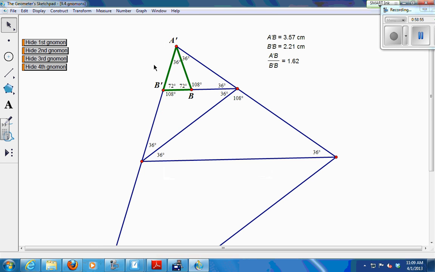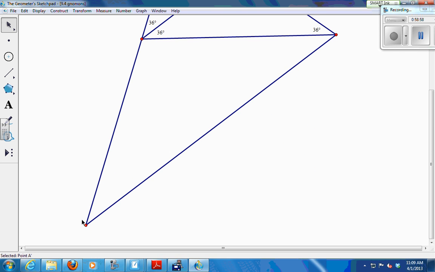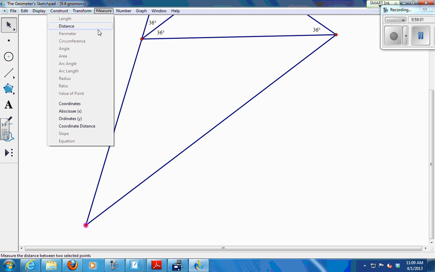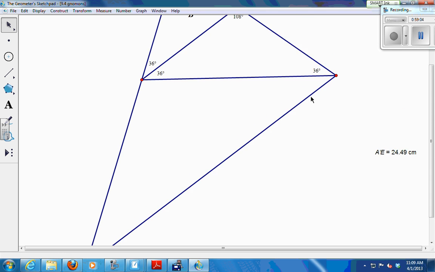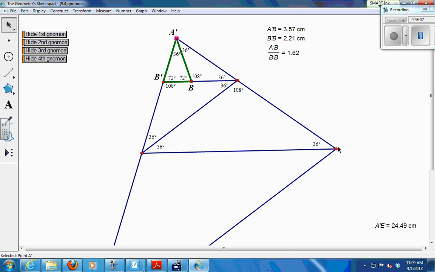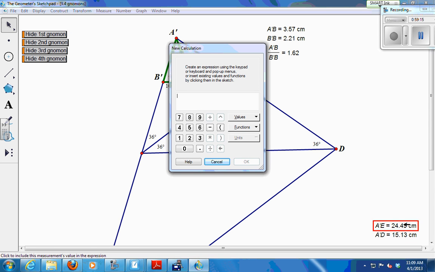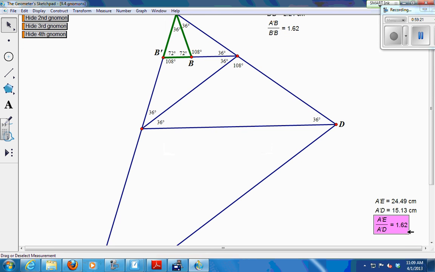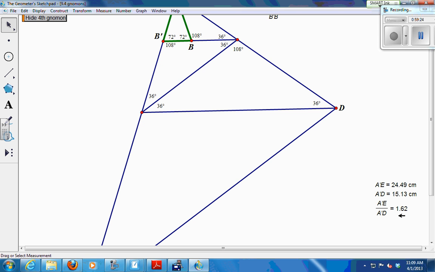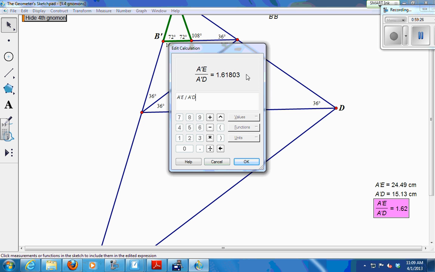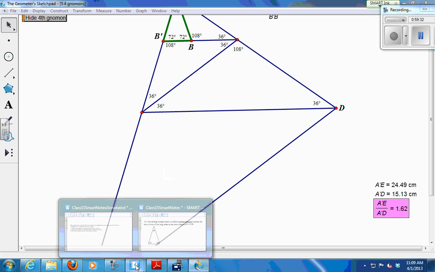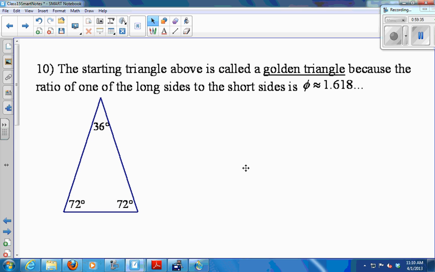And then let's do it for the really big triangle. If I do the long leg, find its length. And then the shortest side of the really big triangle is this one. And then I want to calculate the longer divided by the shorter, 1.61803. It rounded to 2 decimal places, but it was 1.61803. So no matter how big you make that triangle, the ratio is always the golden ratio. So we call it a golden triangle.